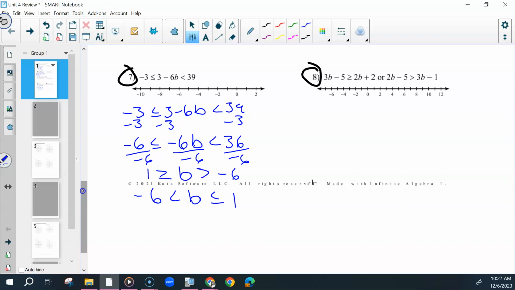The most important thing is, if you're dividing by a negative, make sure you switch the direction of the sign. So this would be graphed with an open circle and a closed circle, open at -6, closed at 1, with a line in between. Questions on that?